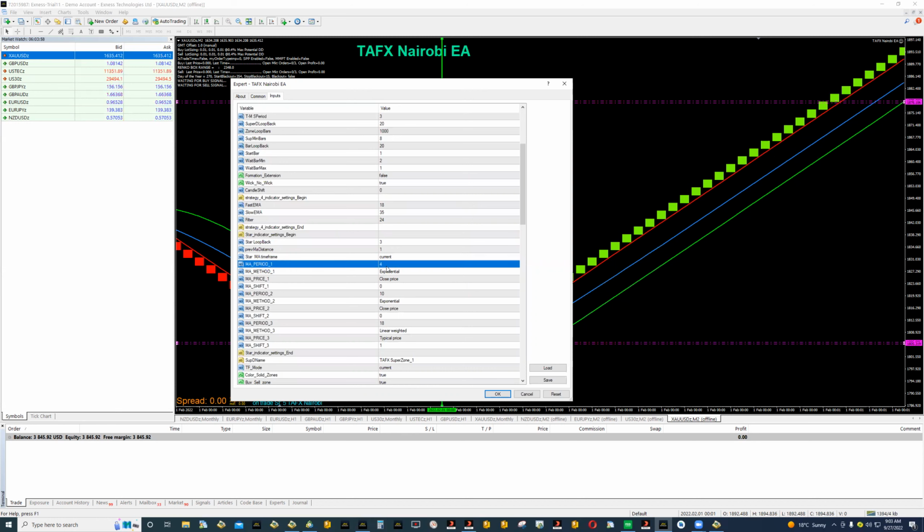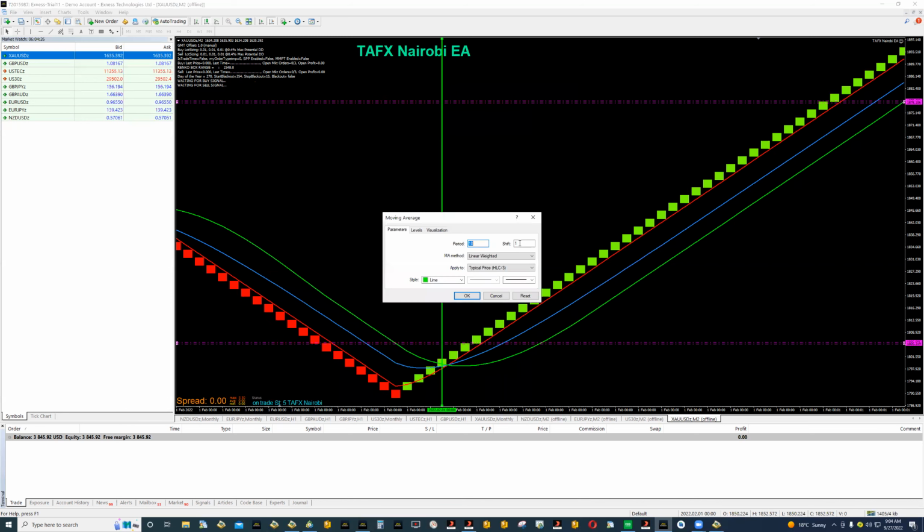We find that our first moving average is exponential, close price. The second moving average, the MA period 2, is 10, exponential, close price. And our period 3, and you'll find that there is a shift here. So if we have the shift 1 like this, our period 3 moving average is a linear weighted, typical price, and we have a shifted one. The same thing we find here.